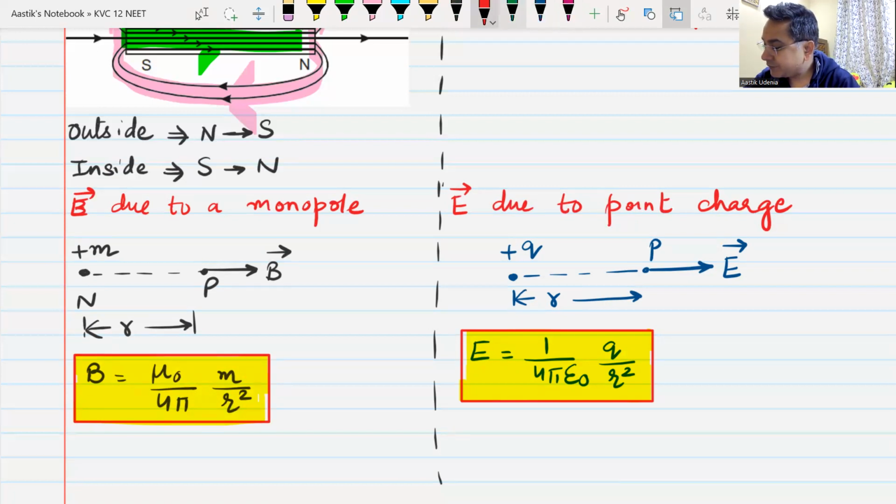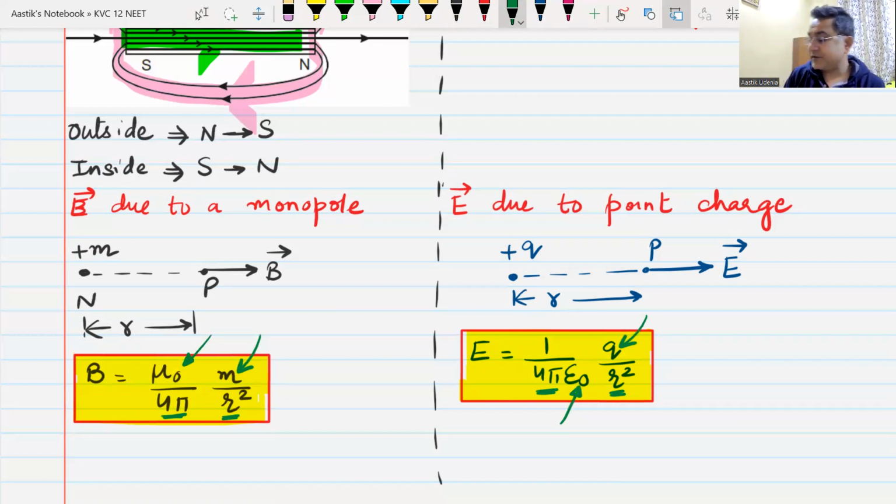Here we have M, here we have Q. Q has been replaced by M. Here we have 4 pi, here we have 4 pi. So that is similar. R and R are similar. The only other difference is epsilon naught is in the denominator here, but mu naught is in the numerator here. So wherever epsilon naught comes in the denominator, mu naught comes in the numerator.